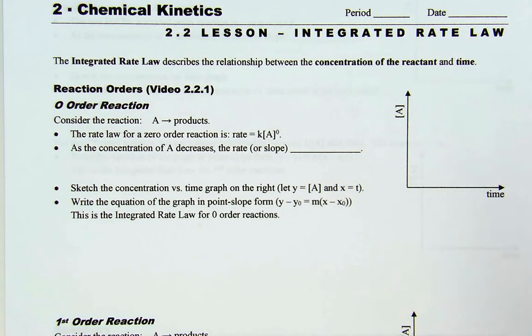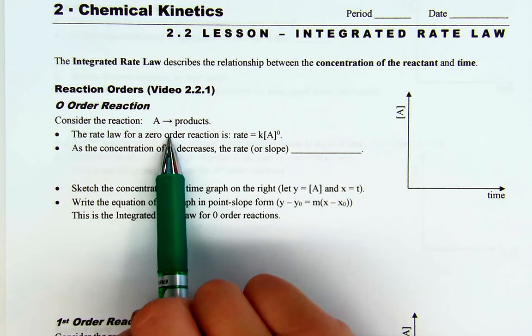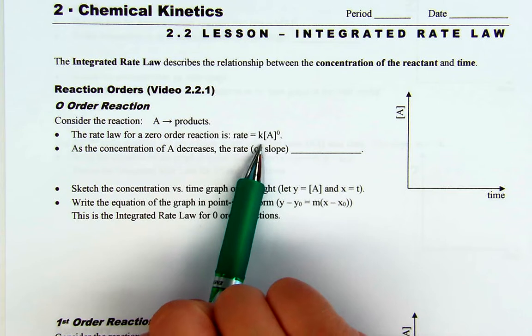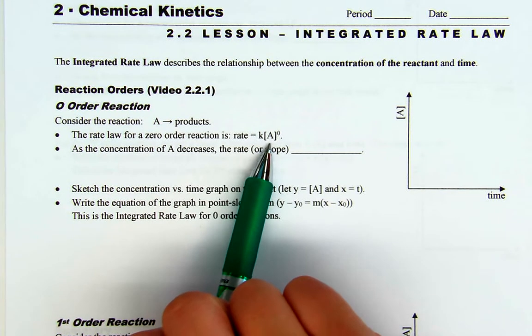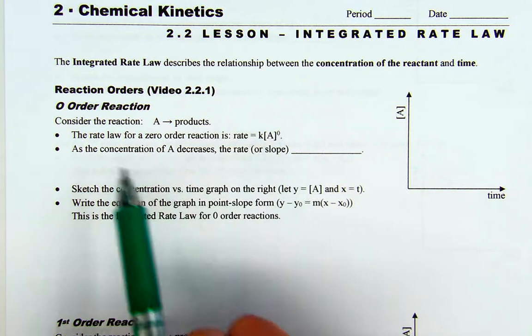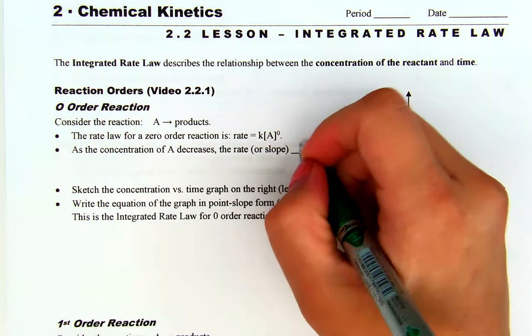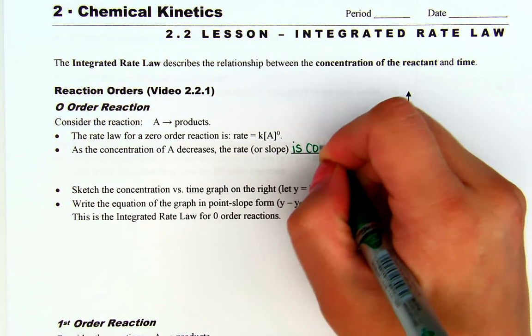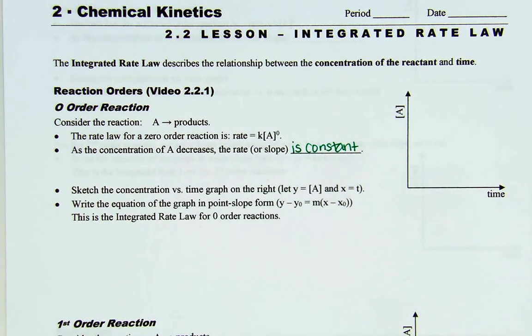So let's look first at a zero order reaction. We're going to look at zero and first orders today. Consider the reaction A goes to products. The rate law for this, as we know, if it's zero order, will be rate equals k times the concentration of A to the 0th power. As the concentration of A decreases, the rate, or the slope, is going to be constant in this case.